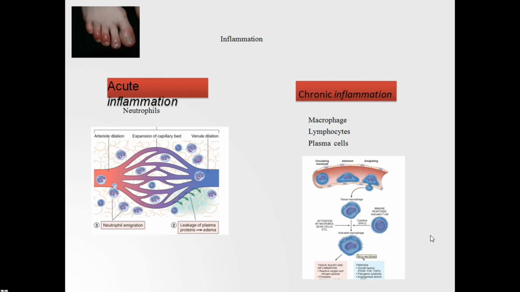In acute inflammation, whenever there is an offending agent, the first cells that come to combat are the neutrophils, which are called acute inflammatory cells. If the offending agent is still present, that leads to chronic inflammation, where macrophages, lymphocytes, and plasma cells play their role whenever there is any tissue injury and inflammation.